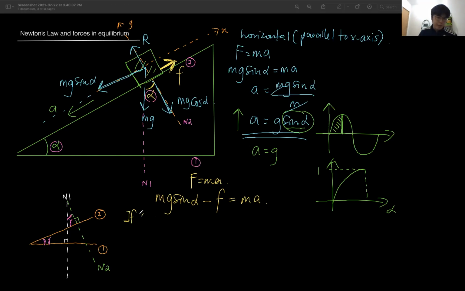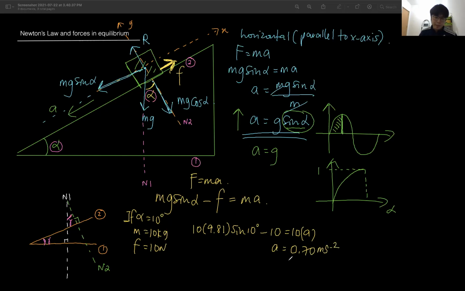Example, if alpha is 10 degrees, mass is 10 kg, friction is 10 Newton. Put in the formula, we get 10 times 9.81 times sine 10 minus 10 equals 10a. Do a simple calculation, find a, you get 0.70 m/s².